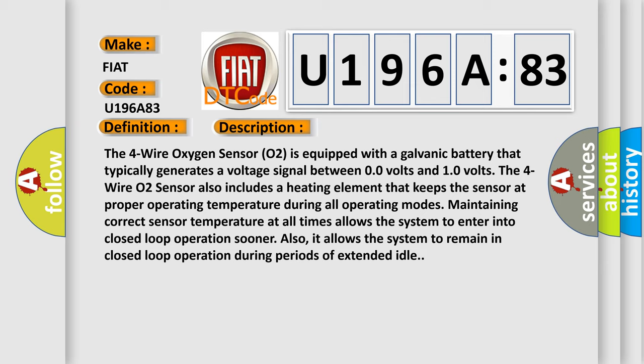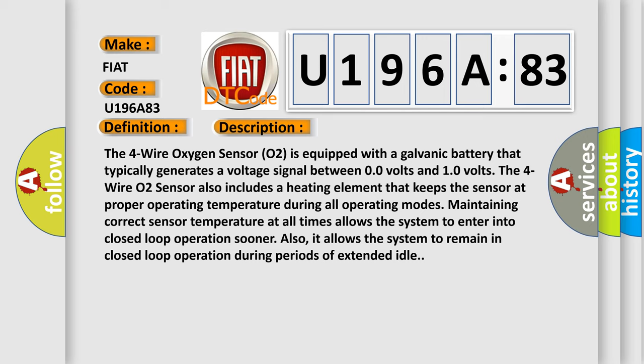The 4-wire oxygen sensor O2 is equipped with a galvanic battery that typically generates a voltage signal between 0.0 volts and 1.0 volts. The 4-wire O2 sensor also includes a heating element that keeps the sensor at proper operating temperature during all operating modes. Maintaining correct sensor temperature at all times allows the system to enter into closed loop operation sooner. Also, it allows the system to remain in closed loop operation during periods of extended idle.